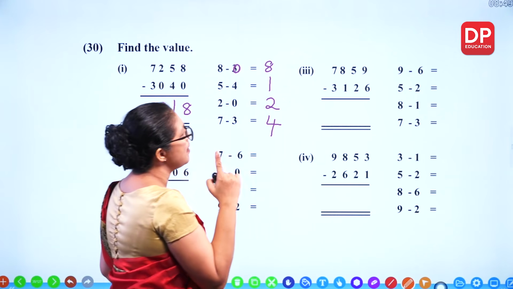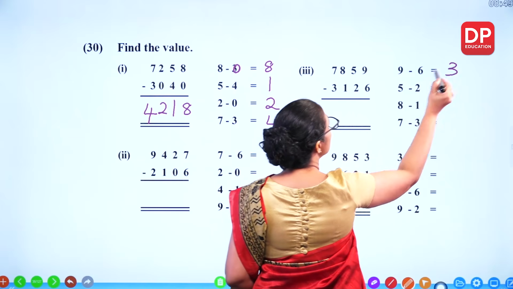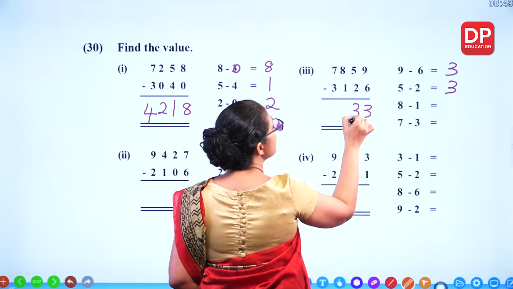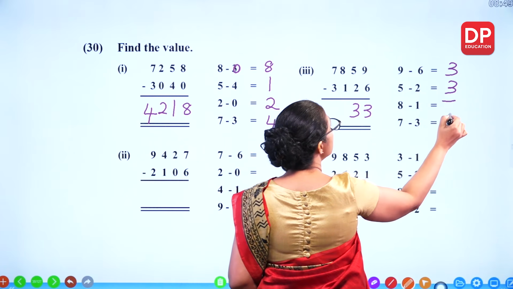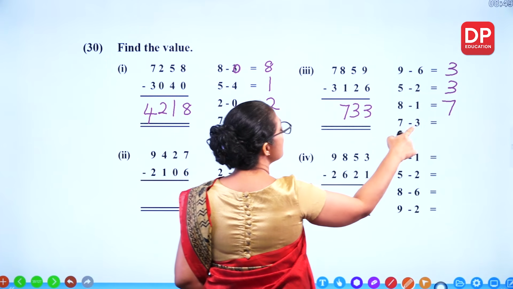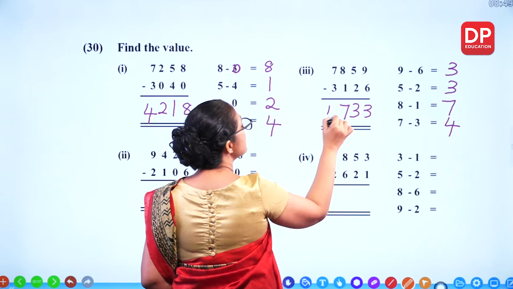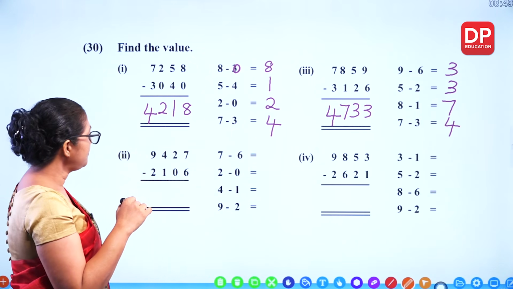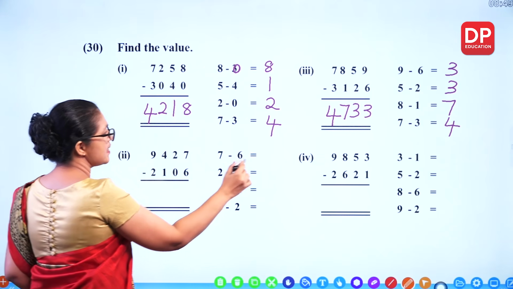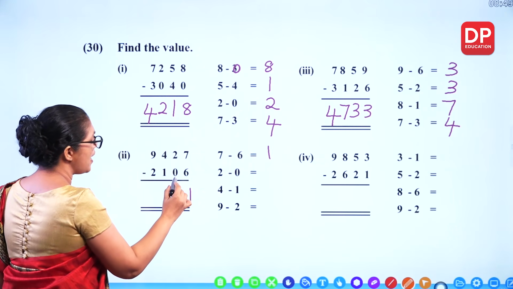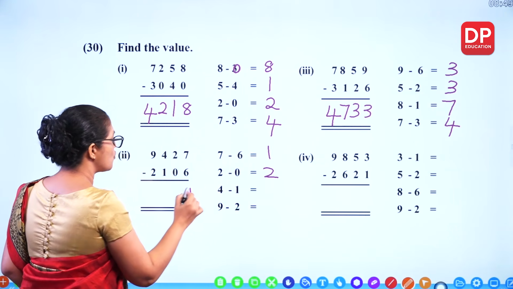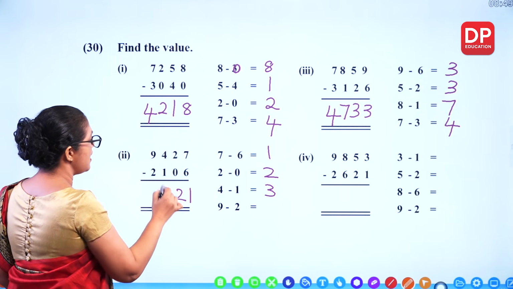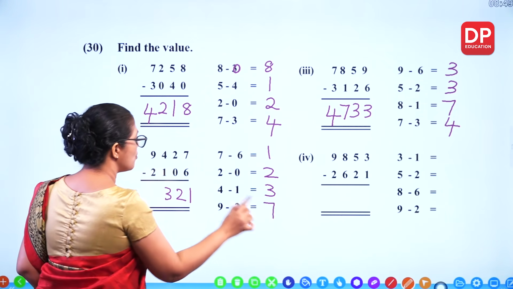This one, 9 minus 6, you get 3. 5 minus 2, 3 again. 8 minus 1, 7. And 7 minus 3, you get 4. 4,733. 7 minus 6, 1. 2 minus 0, that's 2. 4 minus 1, you get 3. And 9 minus 2, that's 7.